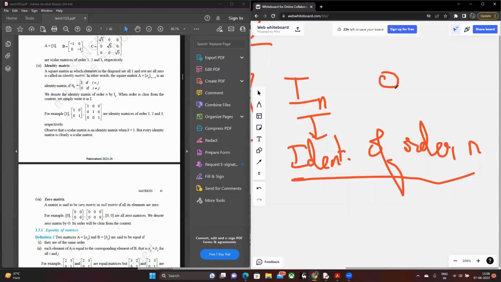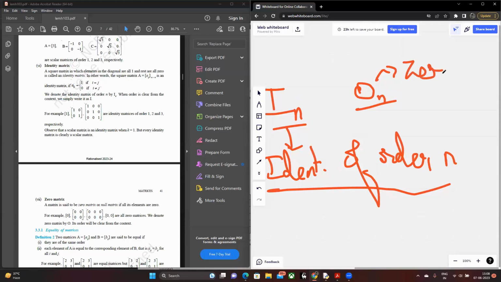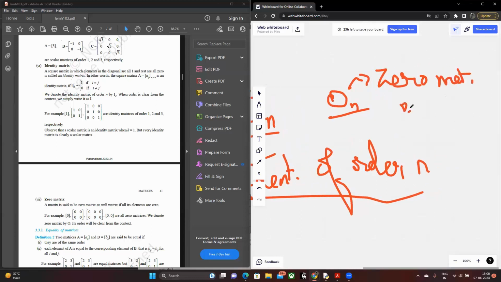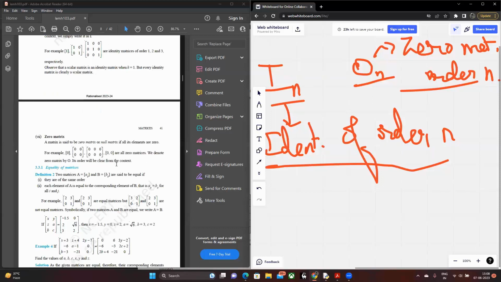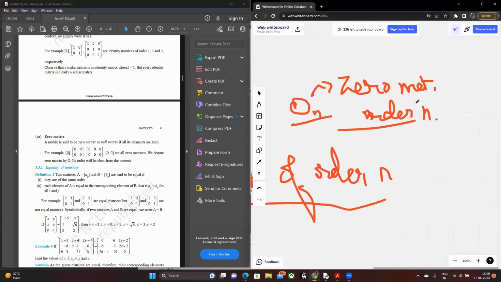Similarly, On is basically a zero matrix of order n. And a zero matrix is basically a matrix where every element is zero. And it's a square matrix, right? Okay, wait, it doesn't need to be a square matrix. Okay, fine. So a matrix is said to be zero, or a null matrix, if all its elements are zero. This is a zero square matrix, a square matrix of order n.